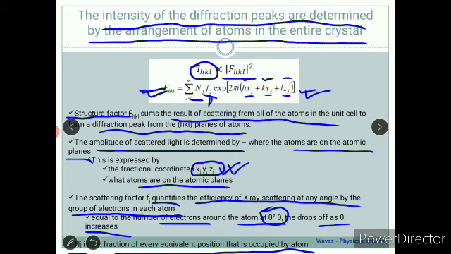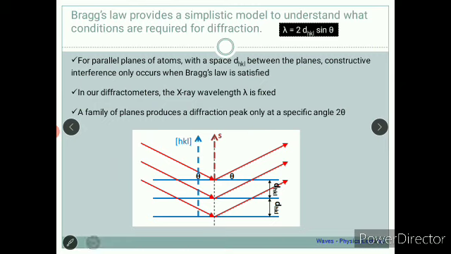And this FHKL is called the structure factor. A question might be, what is the structure factor, or what are the factors on which the structure factor depends? It might be a 2 marks question. But if we go further into Bragg's law, what does it do? It basically provides a simplistic model to understand the conditions required for diffraction. So we have lambda equal to 2 dHKL sin theta, but you need to remember that the diffraction peak also depends on the structure factor.